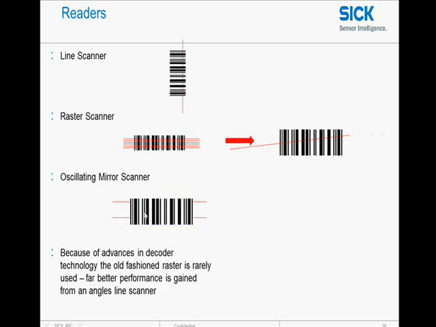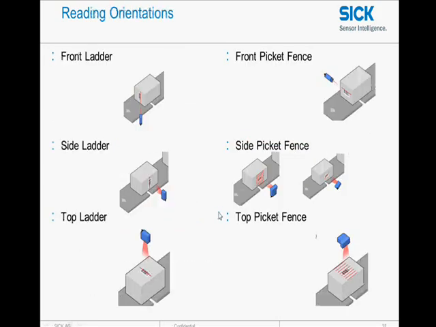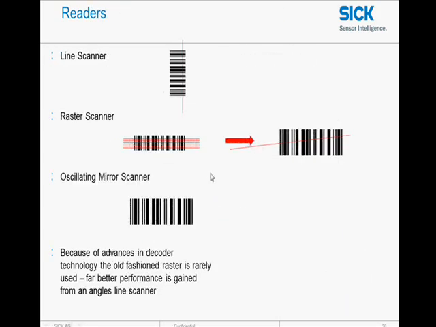Or, if the code height is too varied, you can use an oscillating mirror, and you can see here that the scan line sweeps up and down, and it'll effectively produce the same sort of pattern as a raster, but the advantage is it covers a larger sweep height.